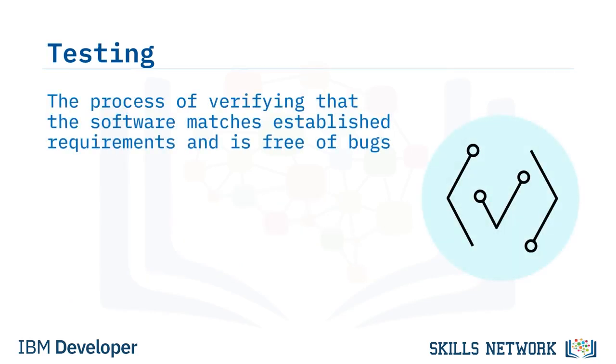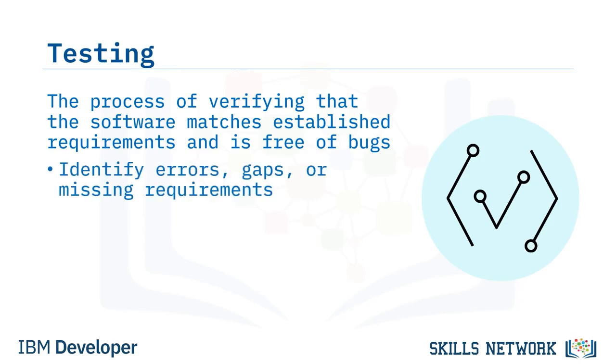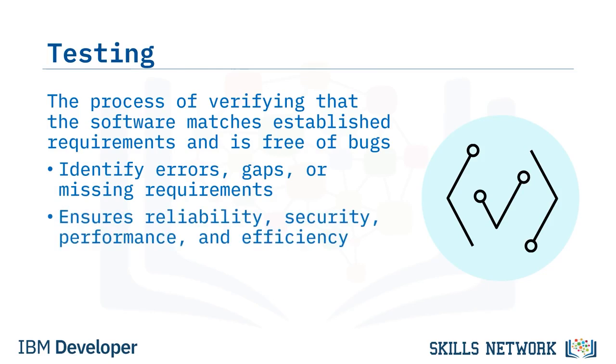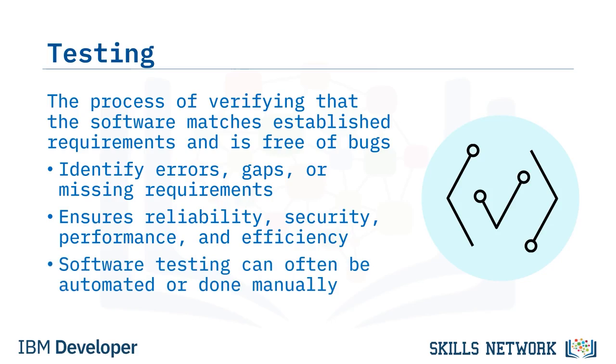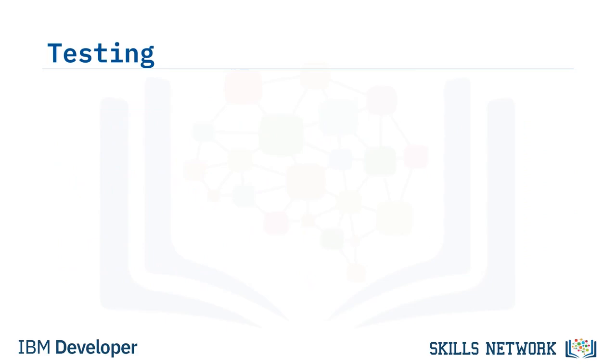Software testing is the process of verifying that the software matches established requirements and is free of bugs. Its purpose is to identify errors, gaps, or missing requirements when compared with stated requirements. Properly tested software ensures reliability, security, performance, and efficiency. Software testing can often be automated or done manually. Levels of testing include unit, integration, system, and user acceptance.